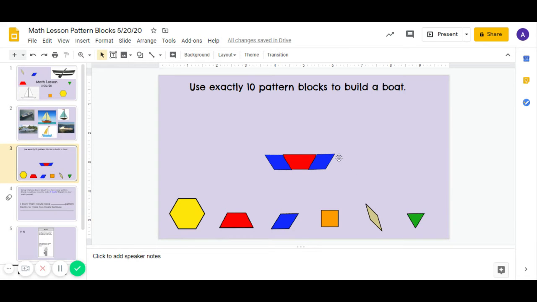And don't look at the colors, boys and girls. We're solely focusing on shape. We have the colors here so you can see the difference between the shapes and where the lines begin and end. I'm going to make my boat even longer. So I'm going to add another rhombus to each side.